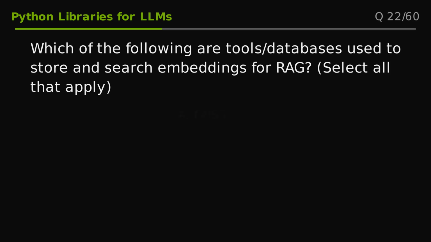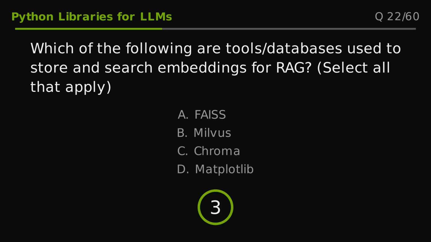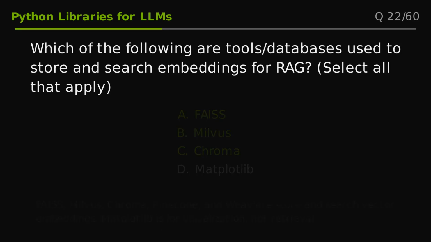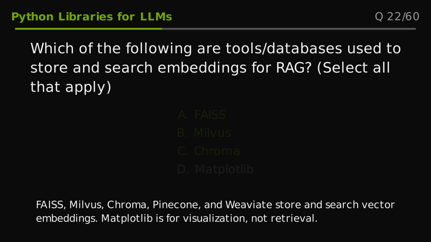Select all that apply. Option A. FAISS. Option B. Milvus. Option C. Chroma. Option D. Pinecone. Option E. Weaviate. Option F. Matplotlib. The correct answers are A, B, C, D, and E. FAISS, Milvus, Chroma, Pinecone, and Weaviate store and search vector embeddings. Matplotlib is for visualization, not retrieval.